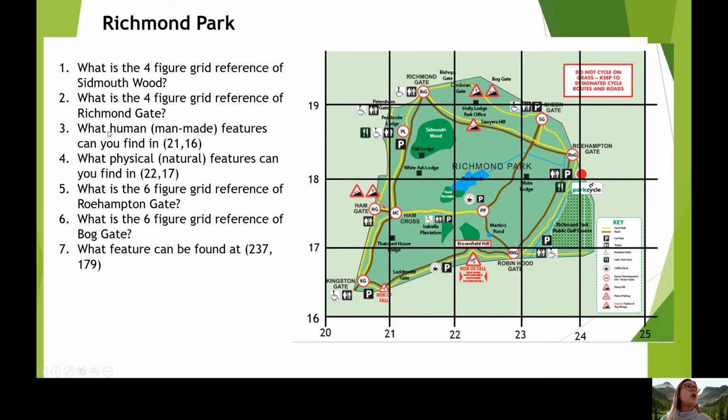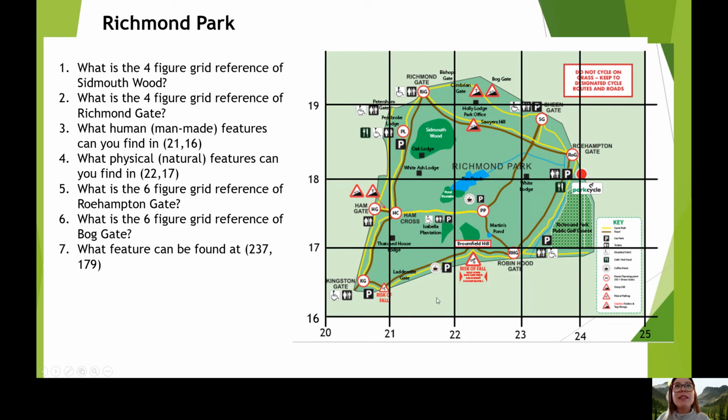Now, question 3 says, what human man-made features can you find in 2116? Well, where is 2116? Let's start by going along the eastings. 21 is here, so we know it's somewhere in this column. And 16 we know is here. So we're looking at this square here. This square is 2116.